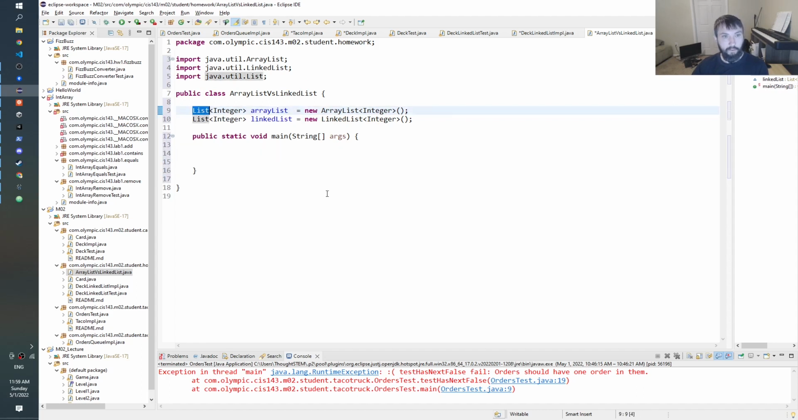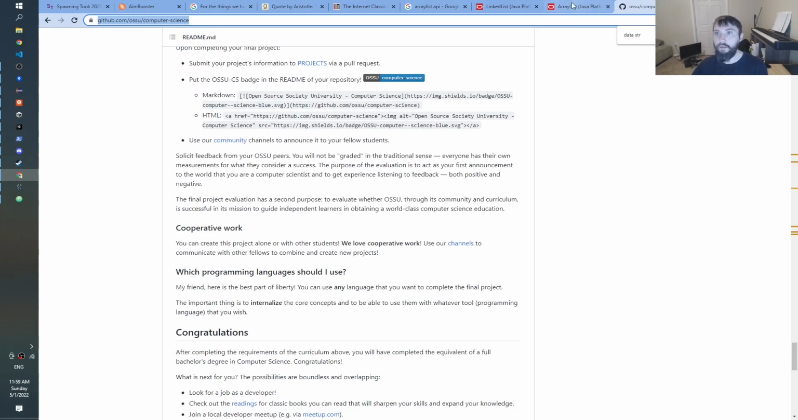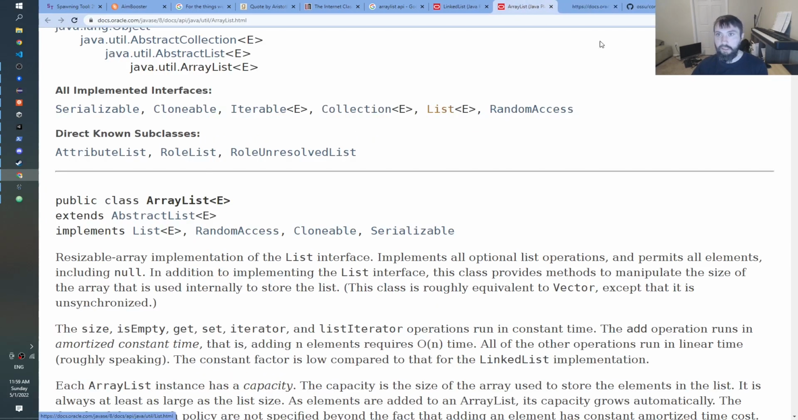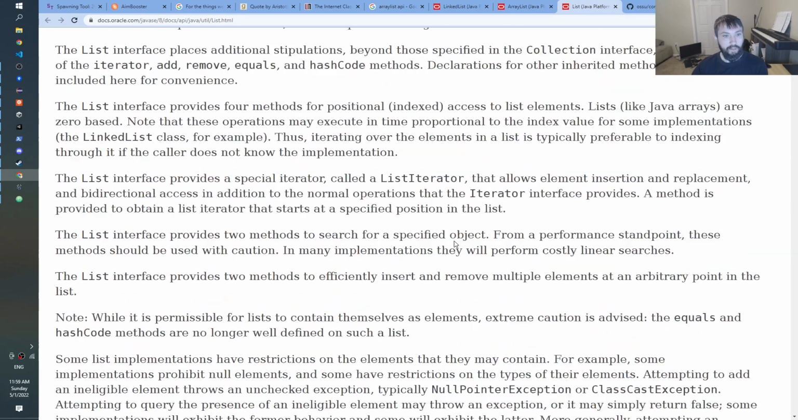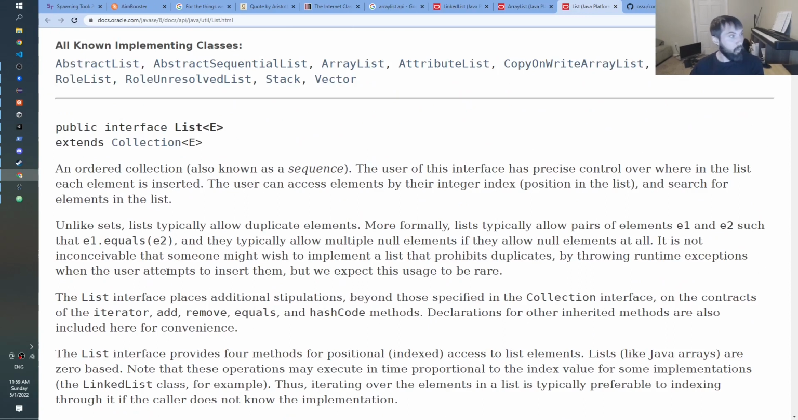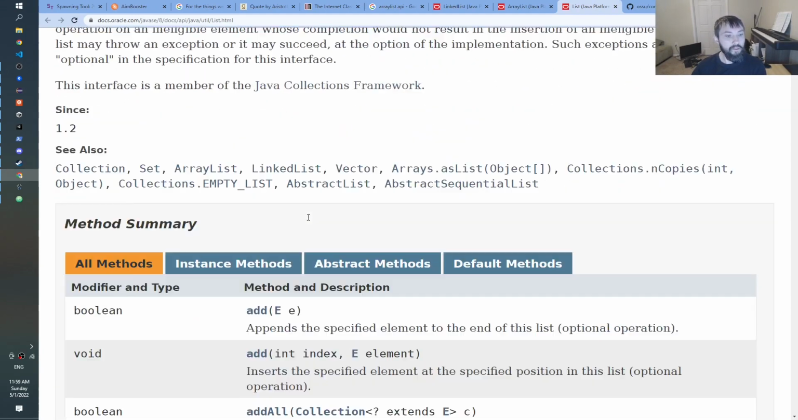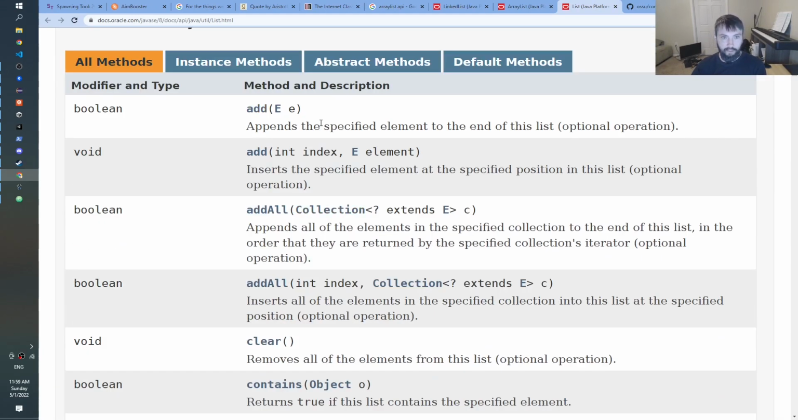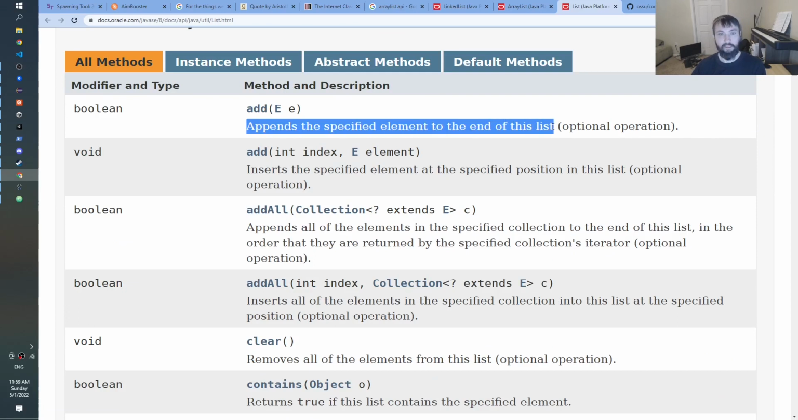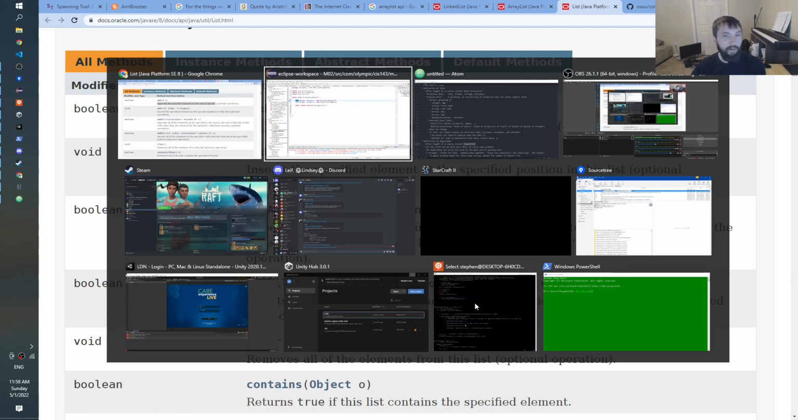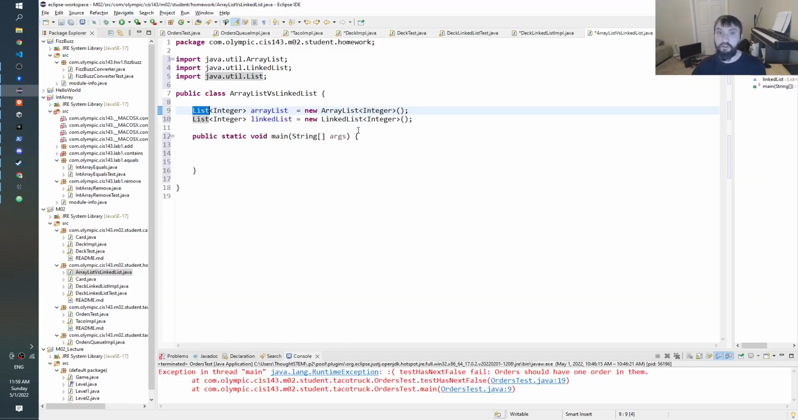And then now that we know they're both lists, let's look at the list docs. And let's make sure that we only do to either one something that you're allowed to do with a list interface. So that's these methods. We can add. So it appends the specified element to the end of the list. Let's do that. So we're going to add a million things to one and a million things to the other. And we'll see which one is faster. I don't know. Let's find out.